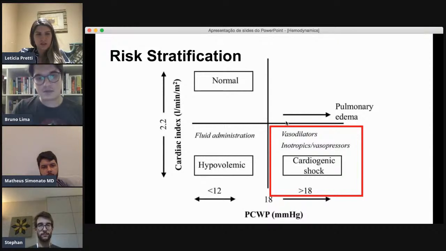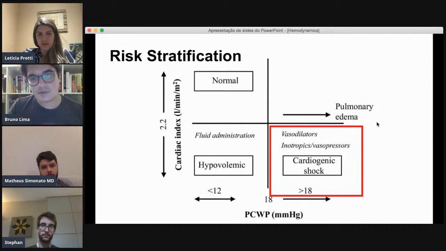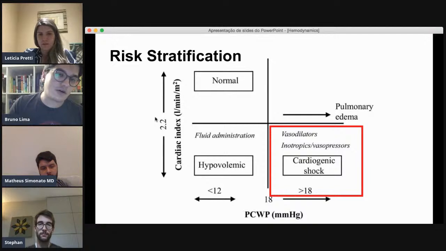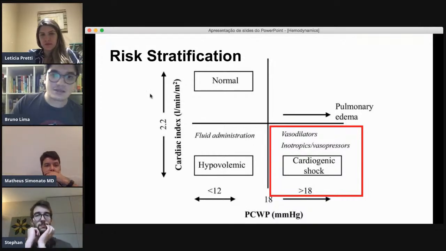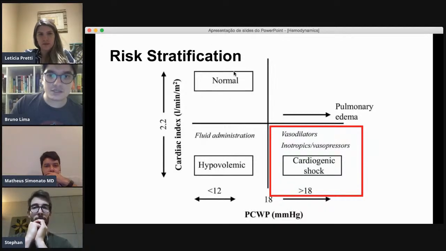Okay, so here, I don't know if you guys have seen this, but it's pretty classic for heart failure patients. We have those quadrants here. So if he has a normal cardiac output, cardiac index greater than 2.2, and he has a low wedge pressure, okay, so he's in the quadrant of normal, okay, so his left-sided pressures are low, and his heart is squeezing well. So he's not congested, he's normal, okay?